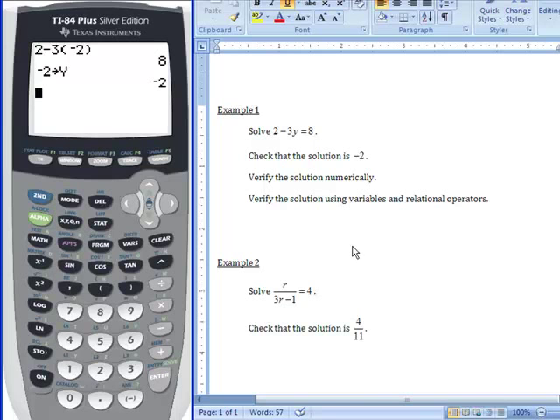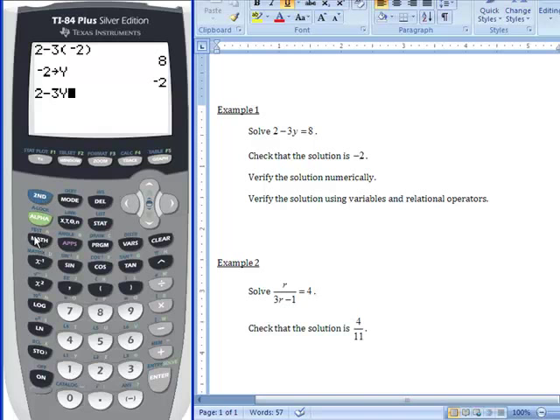And then what we're going to do with these relational operators, and by the way, relational operators are things like equals, less than, greater than, etc. We're going to type in this whole equation with the equal sign. So what I'm going to do is type in 2 minus 3, and then we're going to put in y. We press alpha and 1 for that. And then I need an equal sign.